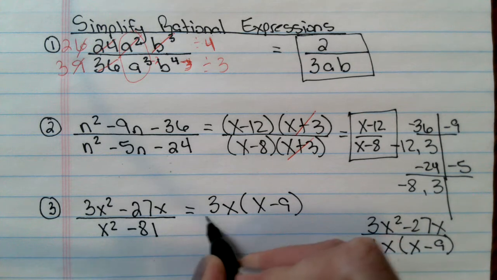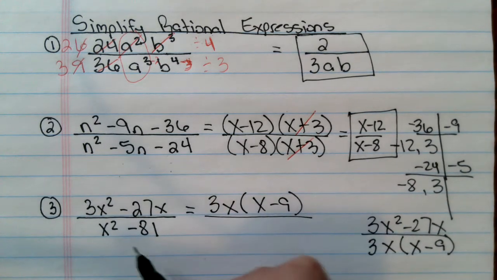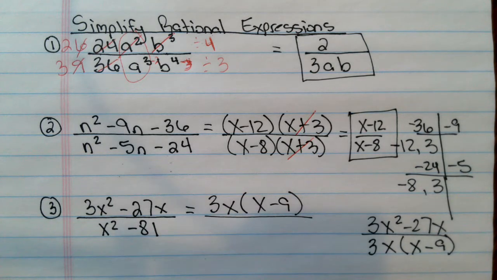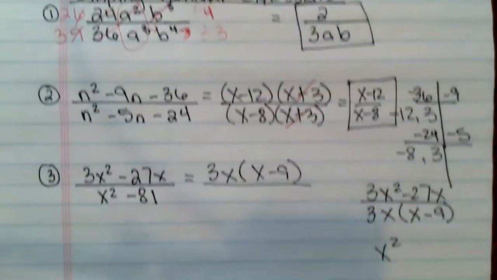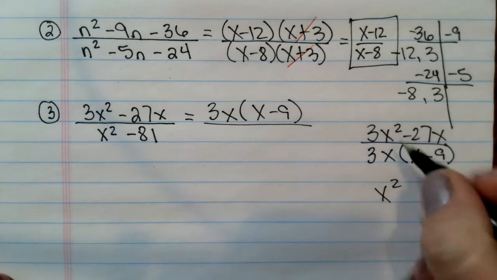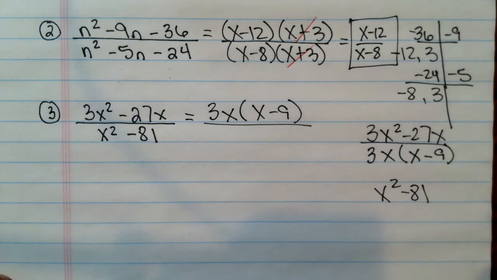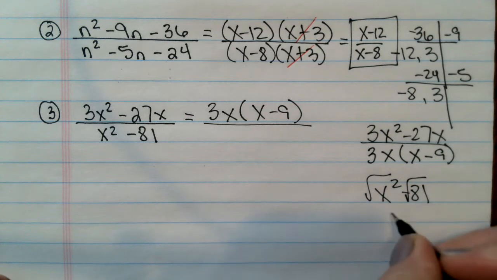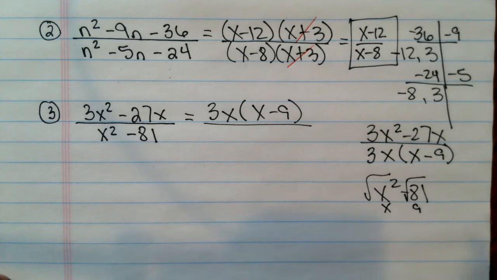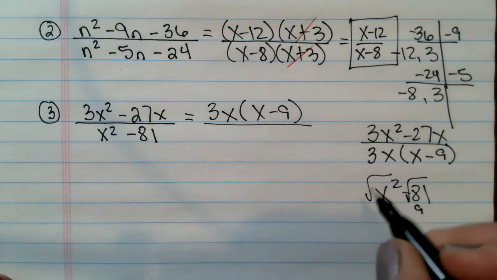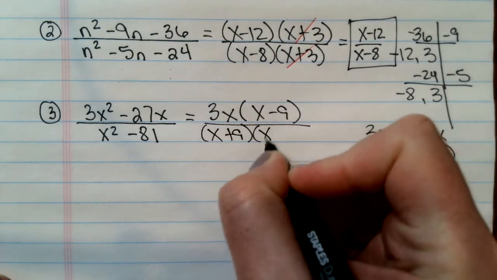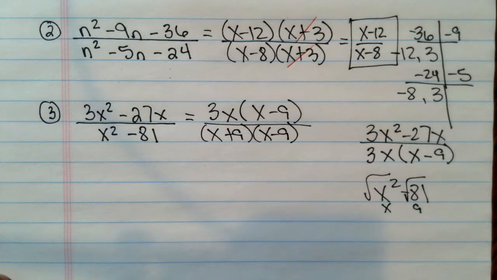The denominator, I see that as the difference of squares. So remember, when I have x squared minus 81, I'm taking the square root of each of those and getting an x and a 9. And that's going to factor as x plus 9 and x minus 9.